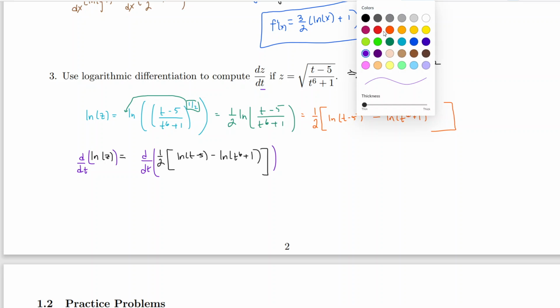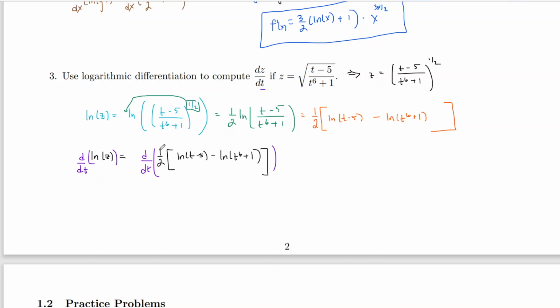And now if it helps, you can go ahead and take this 1/2 and bring it out front using our derivative rules. So I'm going to go ahead and just visually do that. That's a derivative rule. Of course, that has nothing to do with the log rules. We're done with log rules now. I'm going to bring the 1/2 out front just to make it a little bit easier to do the derivative of this side. A little bit easier to see.